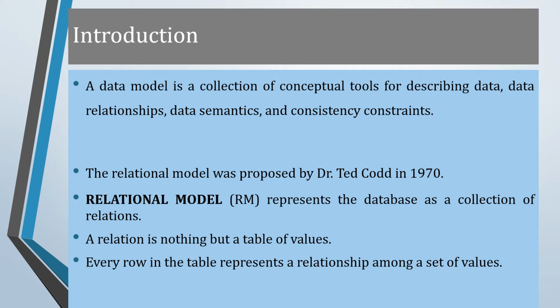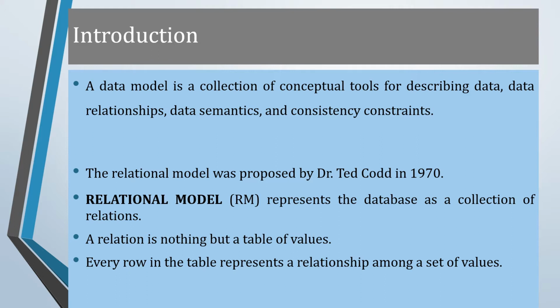In the ER model, we are describing the data as entities. In the relational model, the database is represented as a collection of relations. A relation is nothing but a table of values. This table consists of rows and columns. Every row in the table represents a relationship among a set of values.